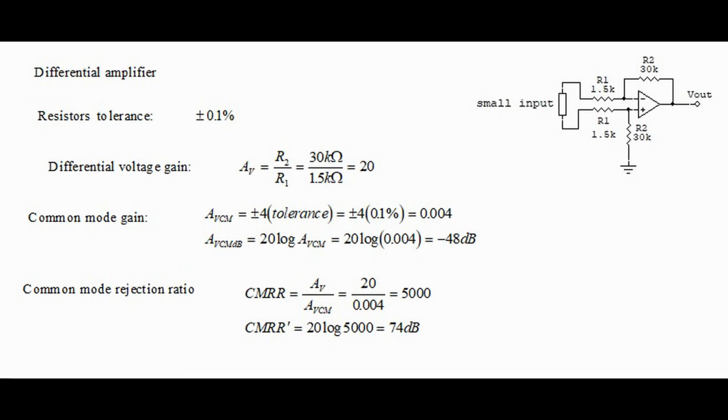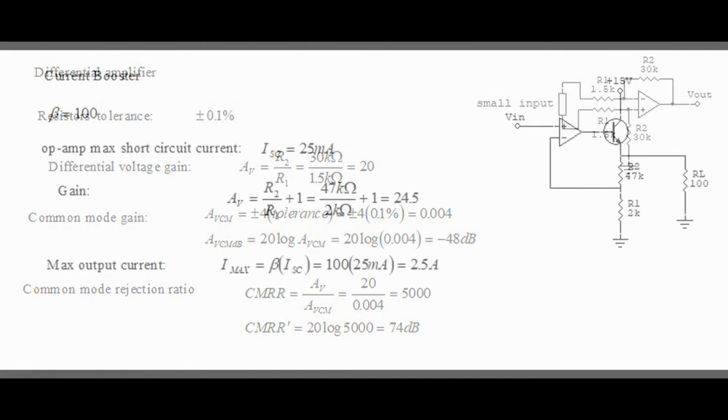How well the op-amp rejects noise is called common mode rejection ratio. The rejection ratio is calculated by taking the gain and dividing it by the common mode gain. A common mode rejection ratio of 74 decibels means that the op-amp has rejected a huge amount of noise.